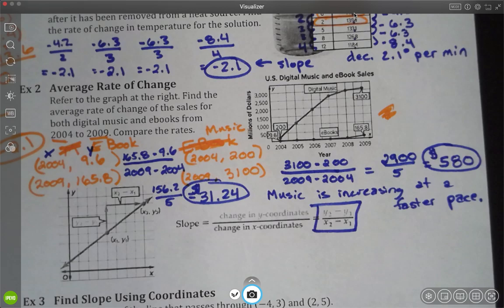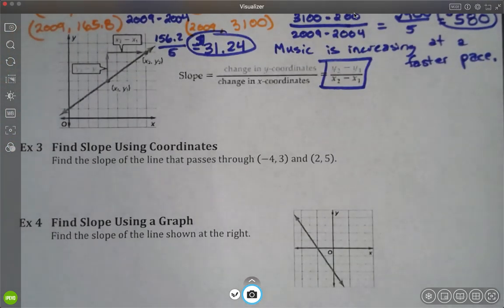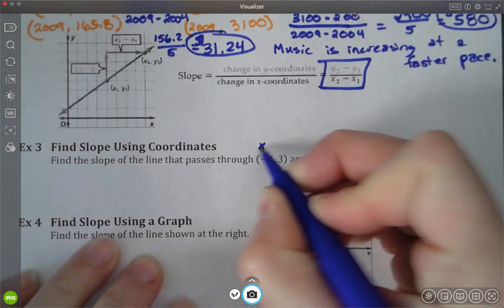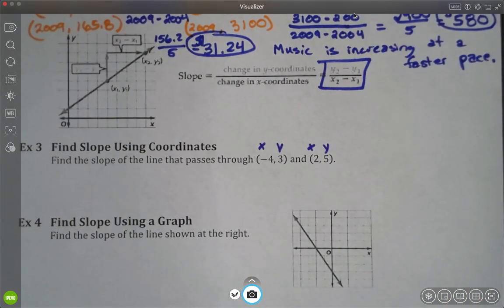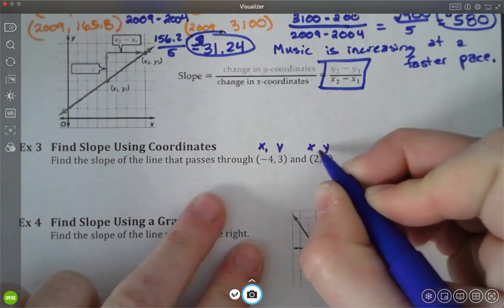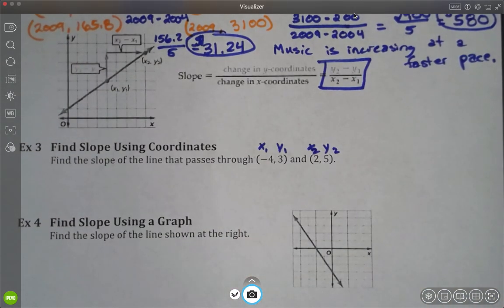Okay, so let's go down to example 3. We're going to apply this. Example 3, find the slope of the line that passes through the points -3, 4 and 3, 5. What does that mean? y2 minus y1 over x2 minus x1. So this is my x, this is my y, this is my x, this is my y. So x1, y1, x2, y2. Do that real quick. I'll give you a head start. Go.